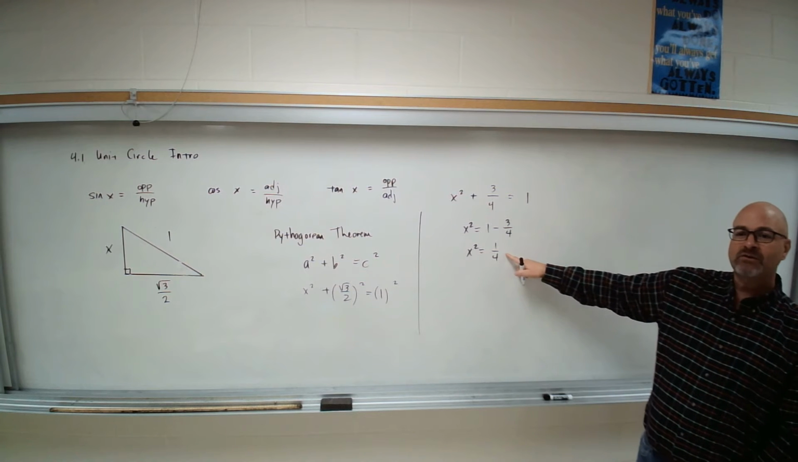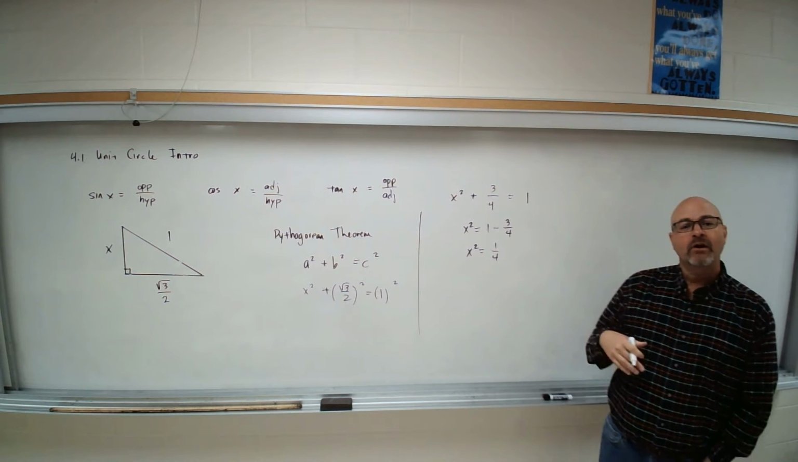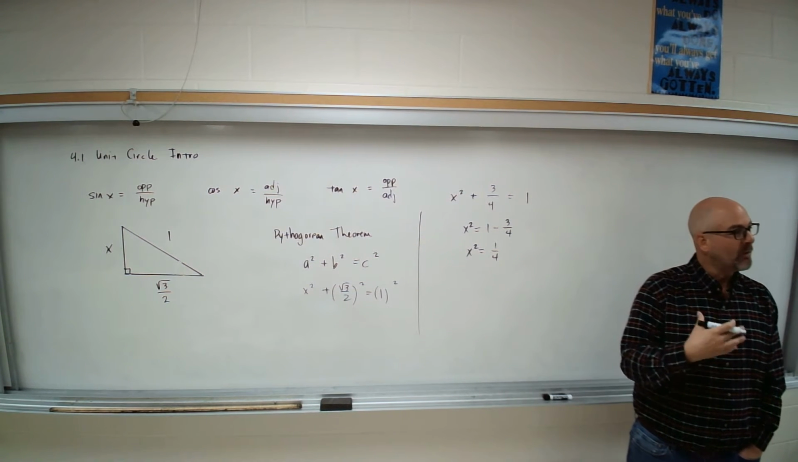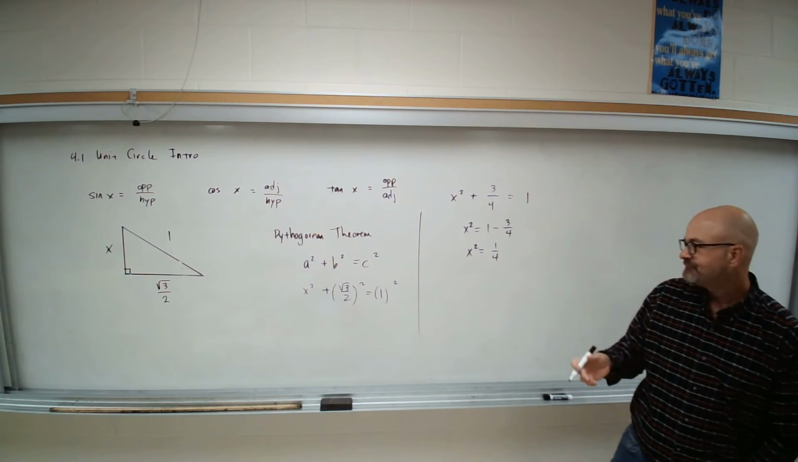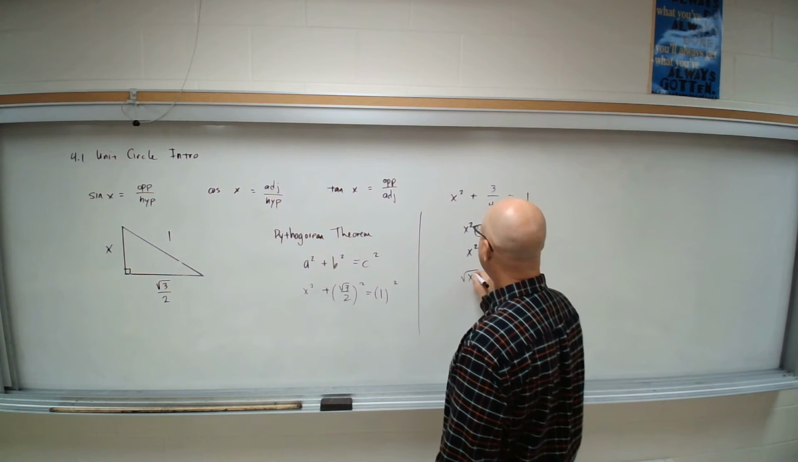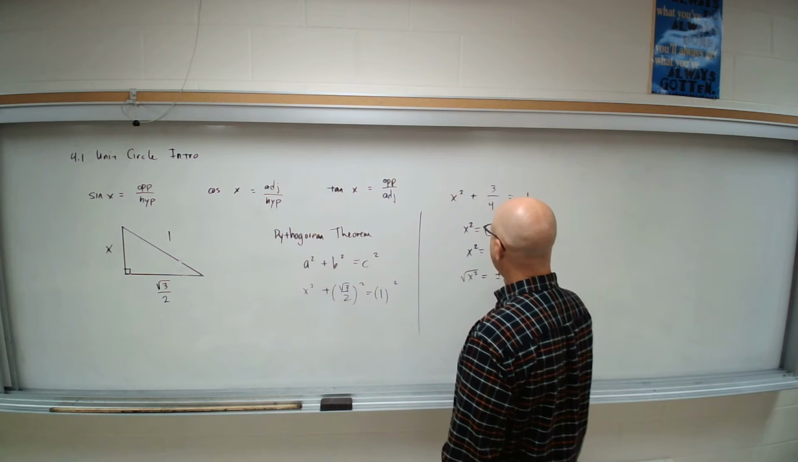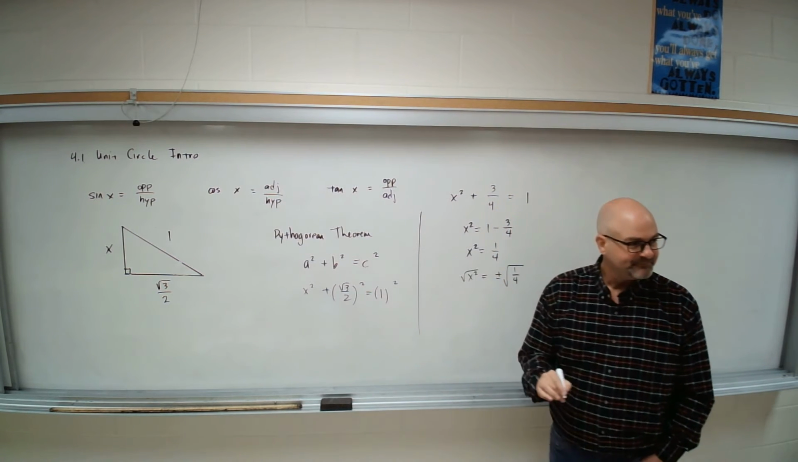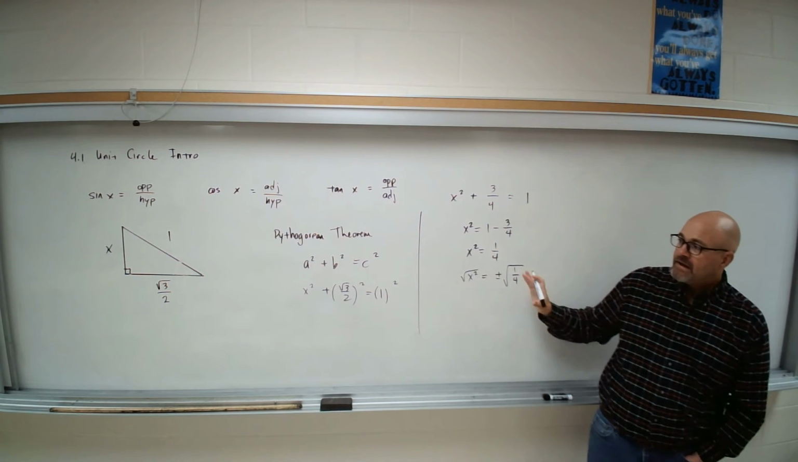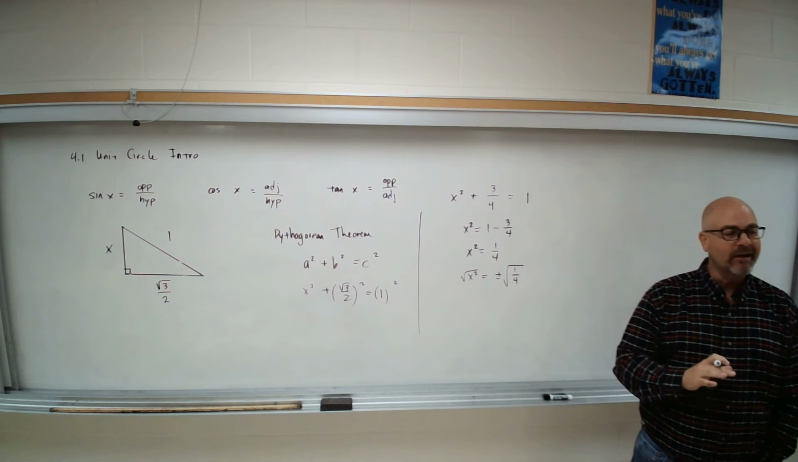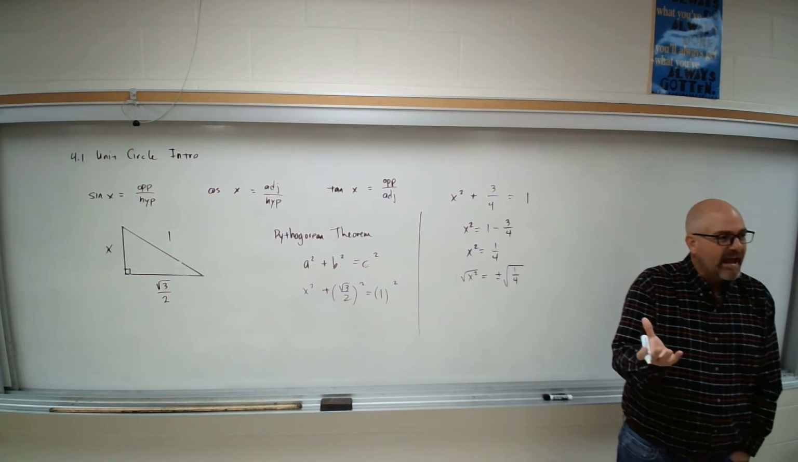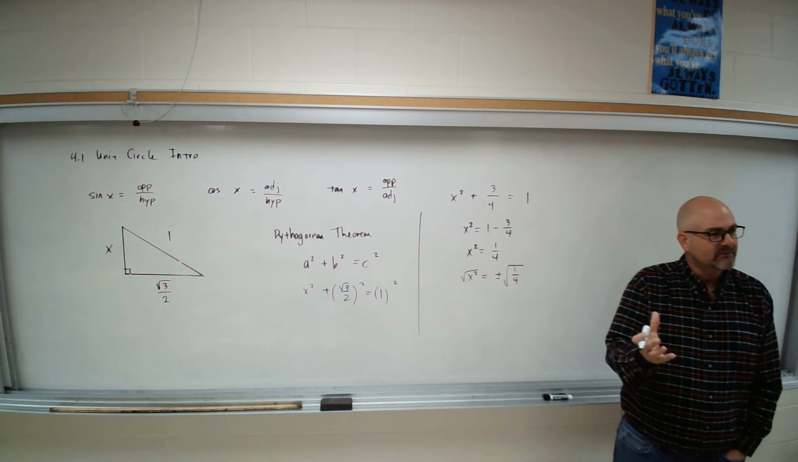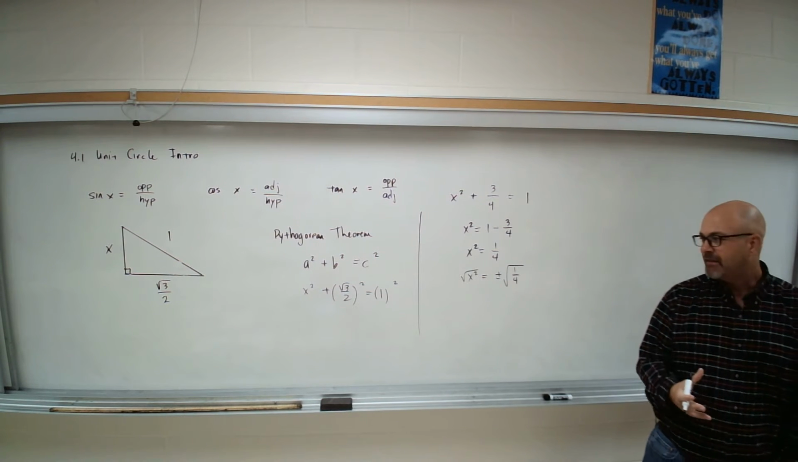So now we have x squared equals 1/4. We know to get rid of an x squared, we want to square root both sides. Don't forget that it is going to kick out a plus or minus. Now, because we're solving for the length of a triangle side, negative doesn't make any sense, right? That's not a thing.